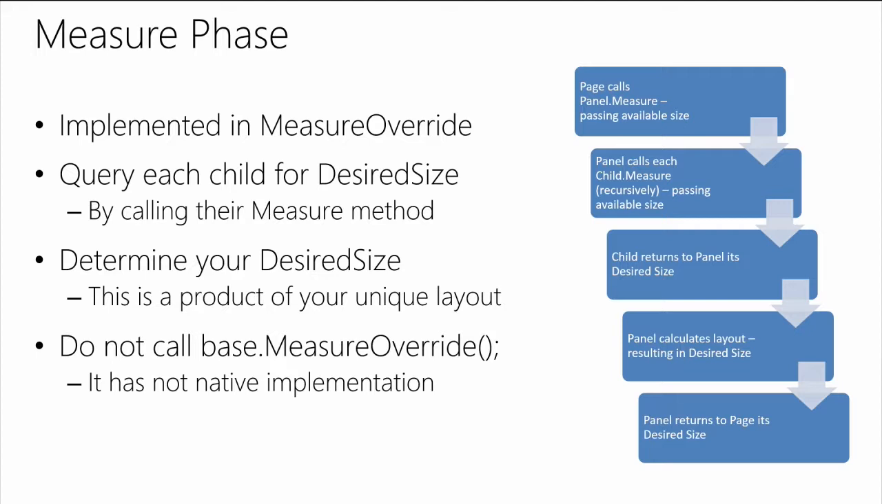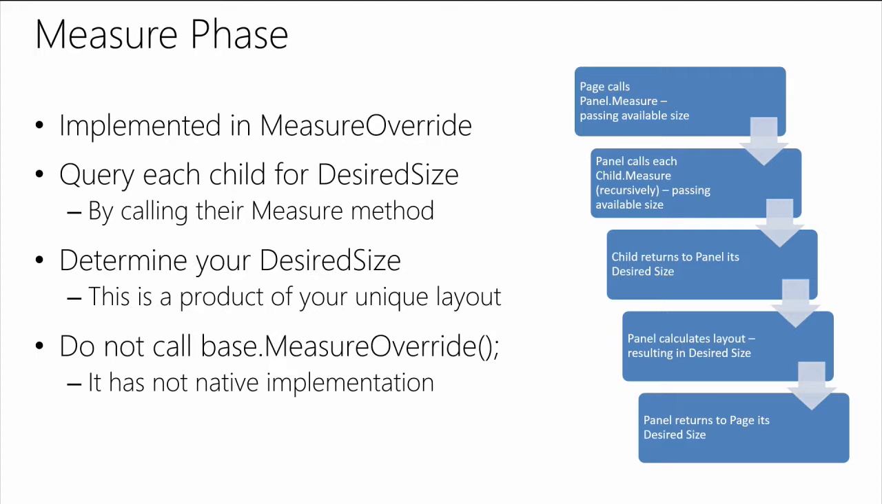And we start with the page calling your panel's measure. So that is the built-in measure method. And that measure method then will call your measure override if you've implemented it. So measure will always be there, and measure override, if it's there, will be called as well. It must be virtual. Yeah, that's exactly right.